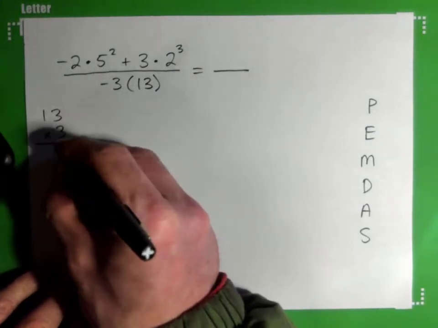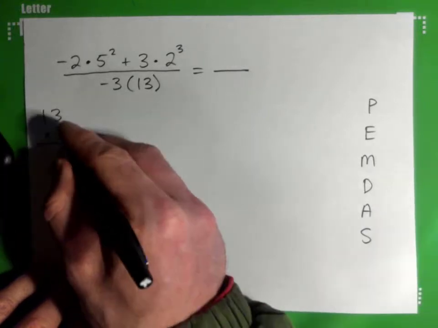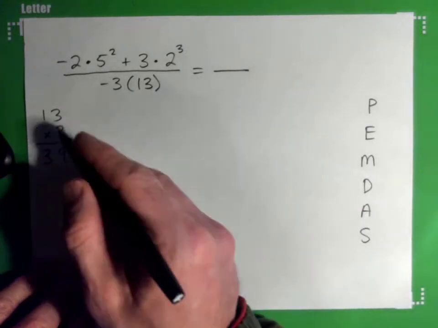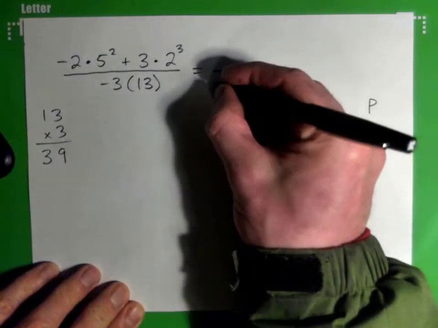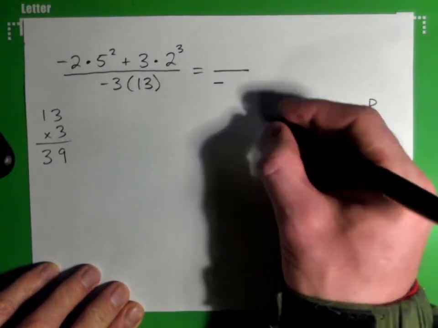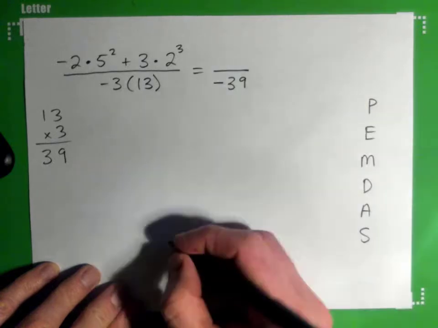Yeah, 3 times 3 is 9. 3 times 1 is 3. So 13 times 3 is 39. It's a negative times a positive, which makes a negative number, right? So it's negative 39. Good.